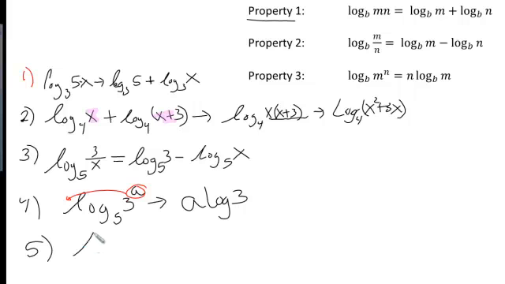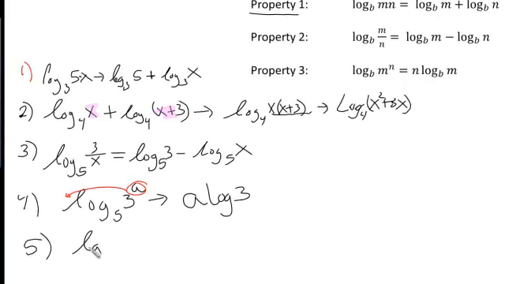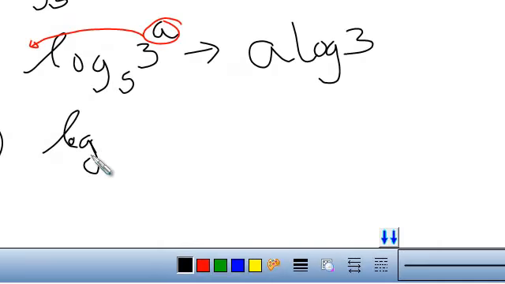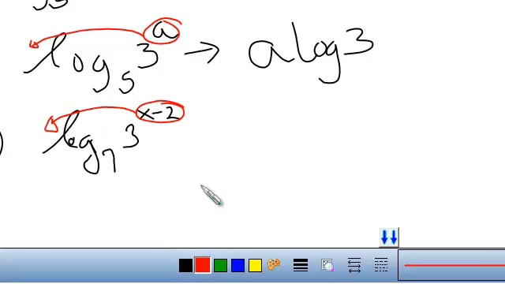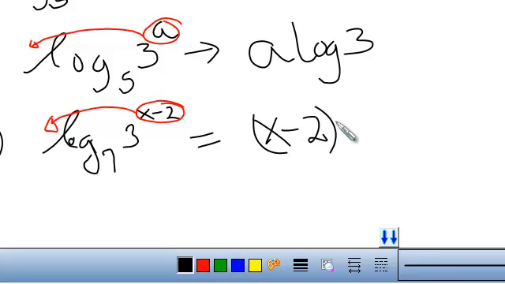So let's try property 3 again. If you have log, say base 7 of 3 to the x minus 2, you're allowed, according to property number 3, to bring the exponent out front. So that is equivalent to, and since all of this was the exponent, you have to put that in parentheses.